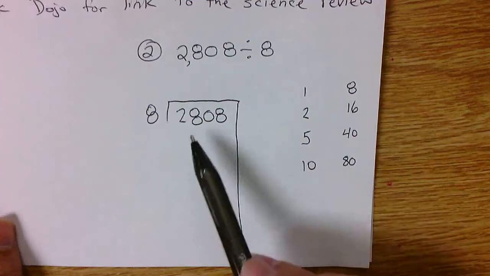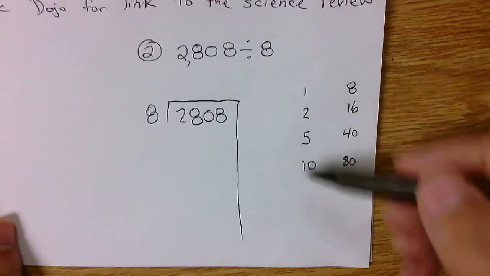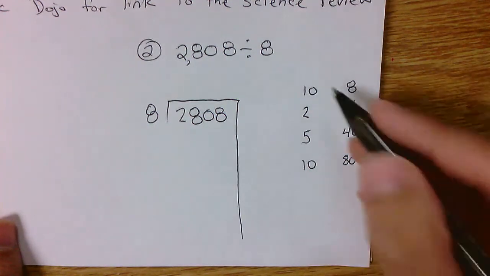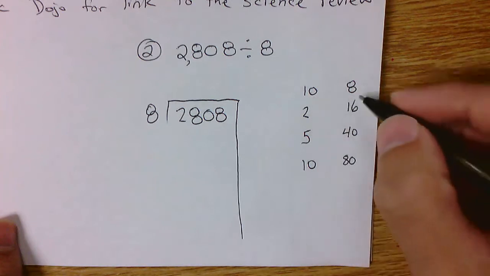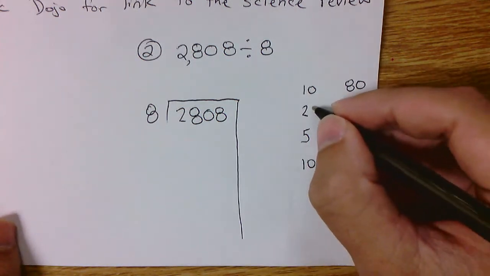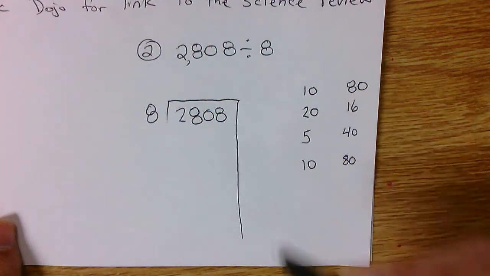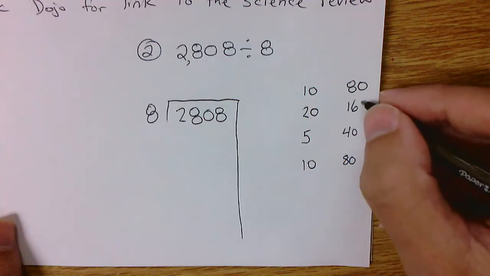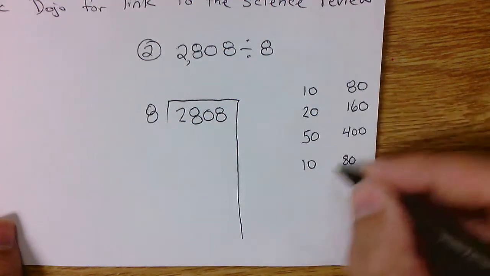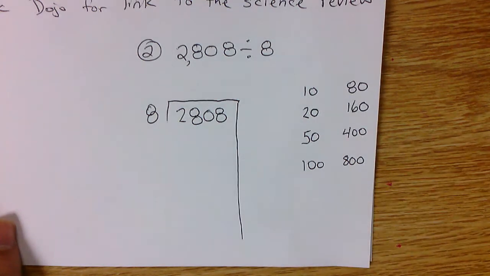So 80 is not even close to 2,808. So our cheat sheet numbers, our friendly numbers, way too small. So if I can change this to 10, and if I'm going to change this to 10, that means that this 8 needs to become an 80. So if this 2 becomes a 20, multiplying it by 10, all the place values are shifting up 1. So the 16 needs to shift up 1 into 160. 50 becomes 400. 10 becomes 100, and that becomes 800.